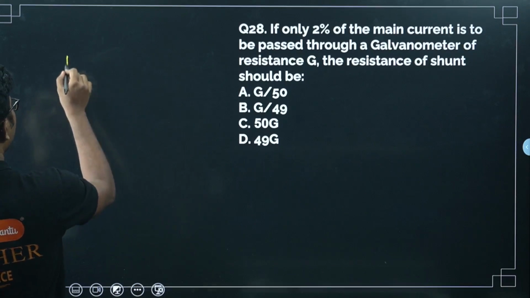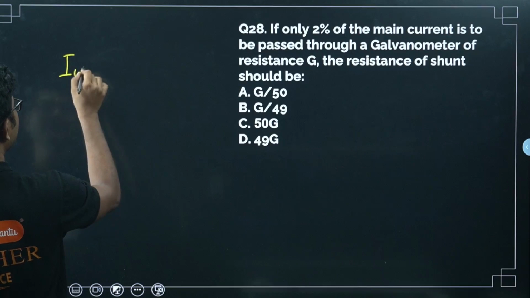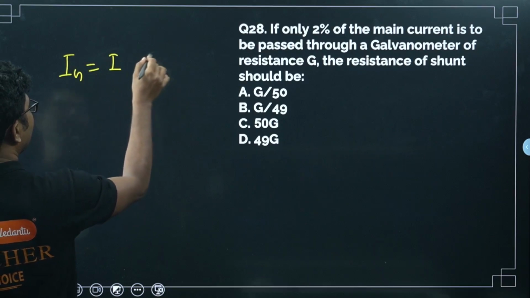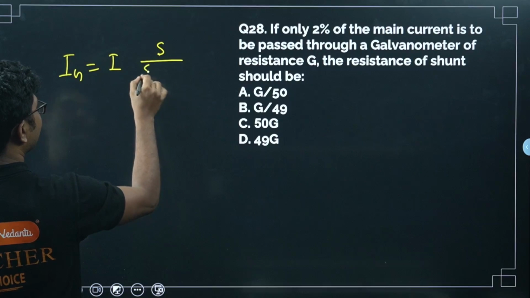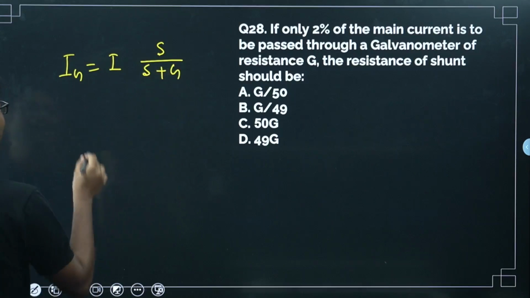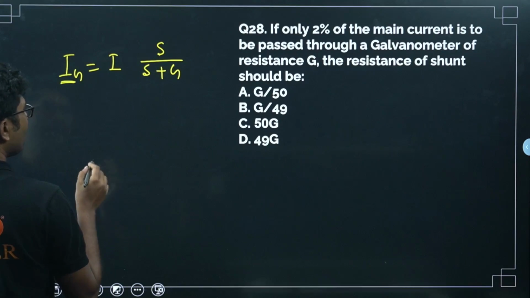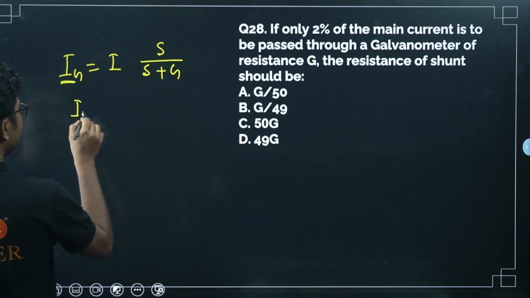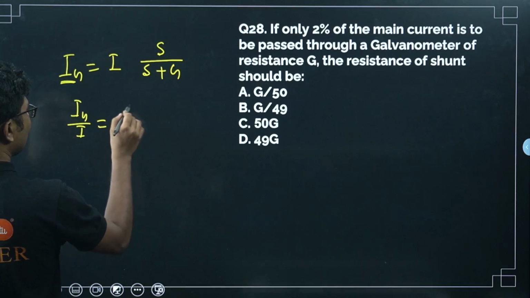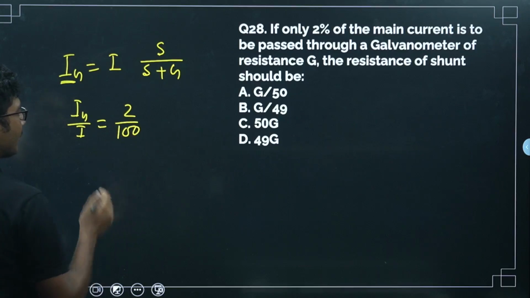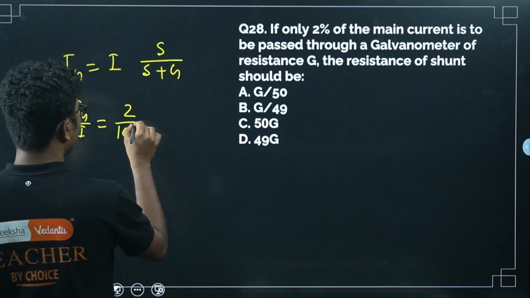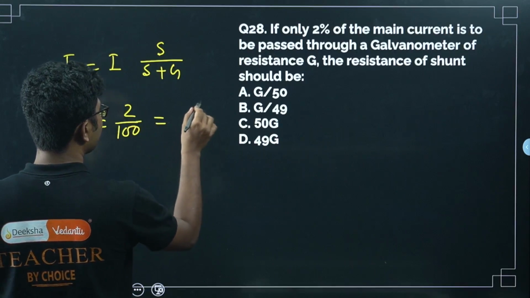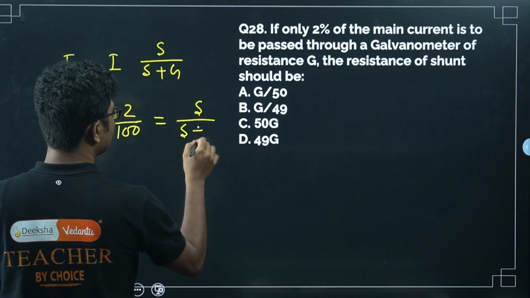So again, same formula, Ig is I times S by S plus G. Now current Ig is 2% of that. 2% means Ig by I is 2%. When you have to convert it back, you have to divide by 100. That should be equal to S by S plus G.